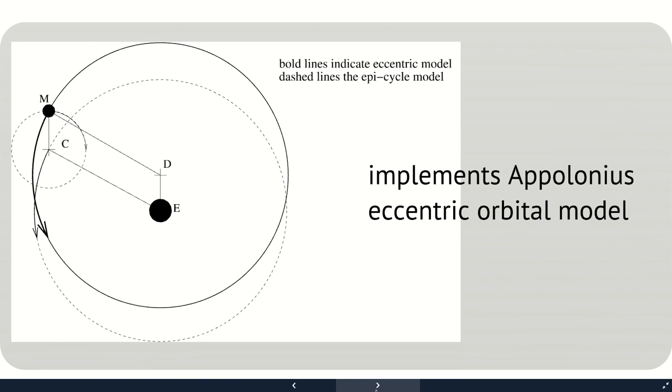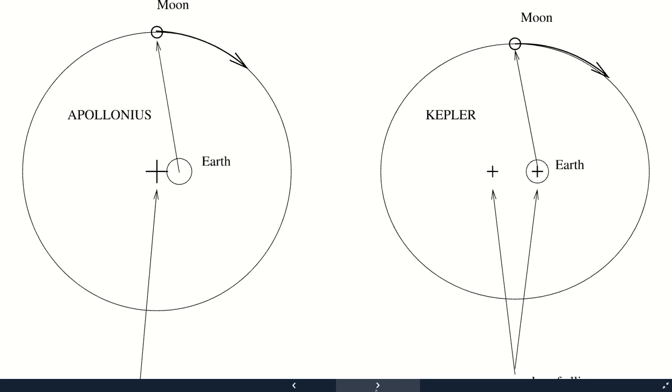It's reckoned that it worked on a model of the lunar orbit given by Apollonius, which is mathematically equivalent to the Ptolemaic model, which people may be more familiar with. And it is different from Kepler in that it can be modelled using purely circular components. It doesn't require any elliptical components in the computer.